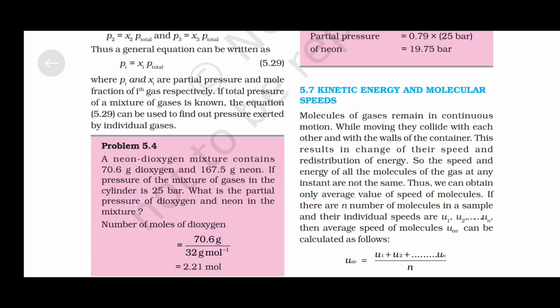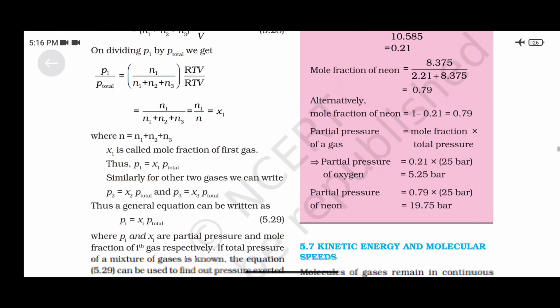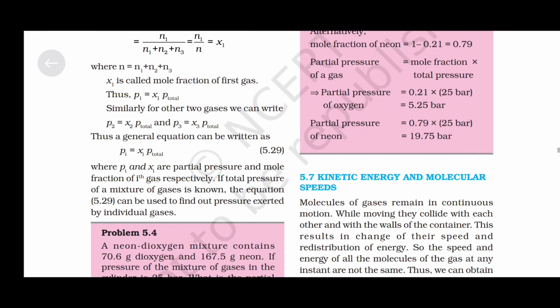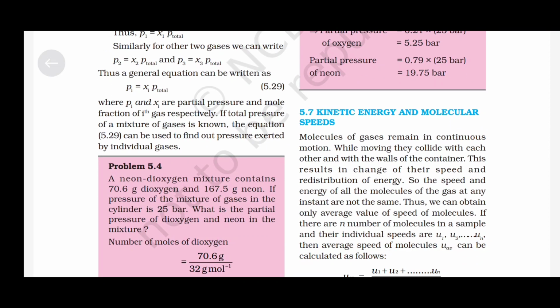Where Pi and xi are the partial pressure and mole fraction of the ith gas respectively. If total pressure of a mixture of gas is known, the equation can be used to find out pressure exerted by individual gases. So here I stop. The topics kinetic energy and molecular speed we will discuss in part 2 of this video. I would like to give you a reminder or a suggestion.